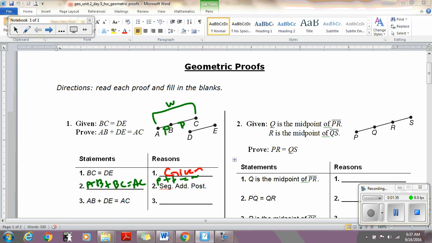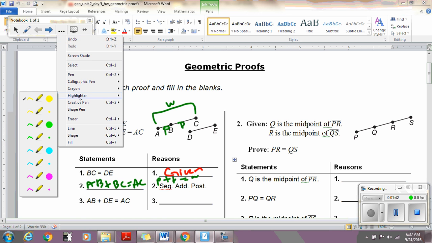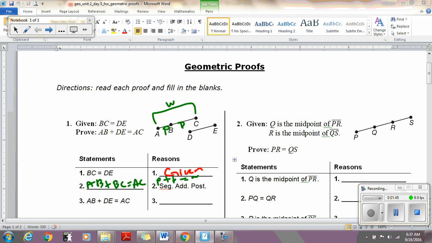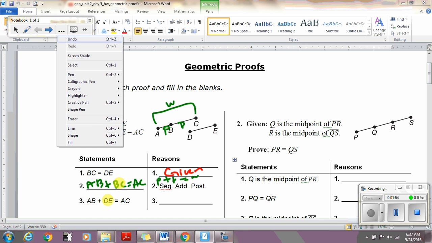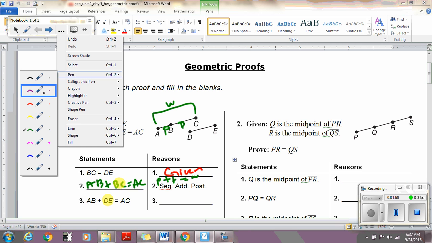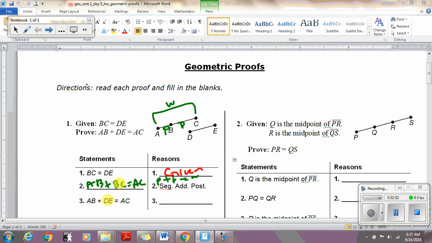Now when I compare statement 2 and statement 3, you should notice that the only difference between the two is that BC was now replaced with DE. So when we talk about our properties, the only property that allows replacement is substitution. So BC was substituted with DE. So that was the substitution property.